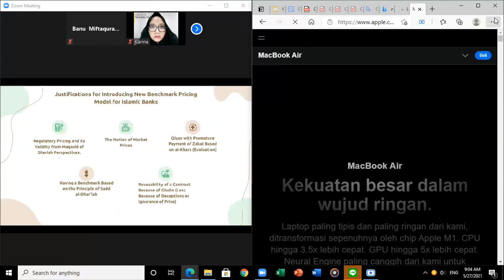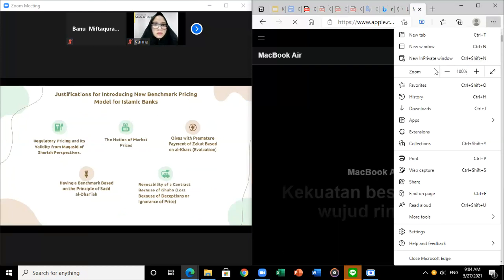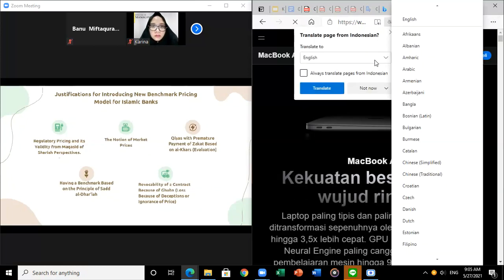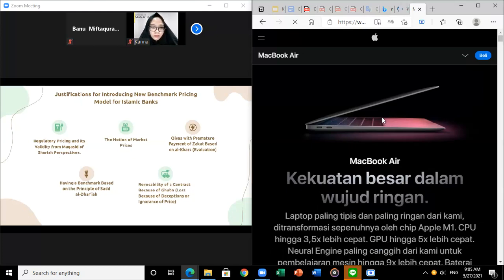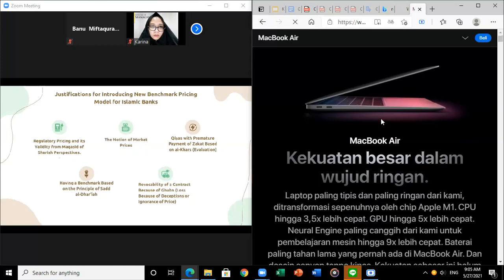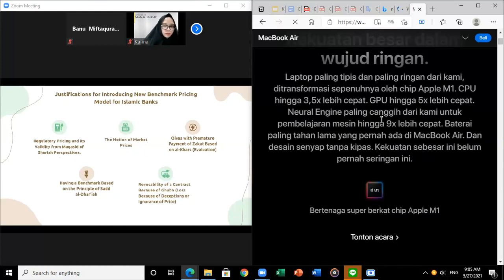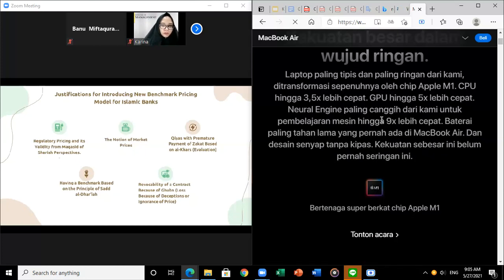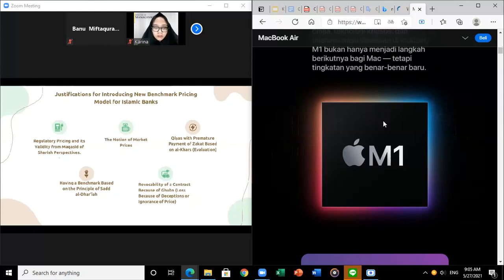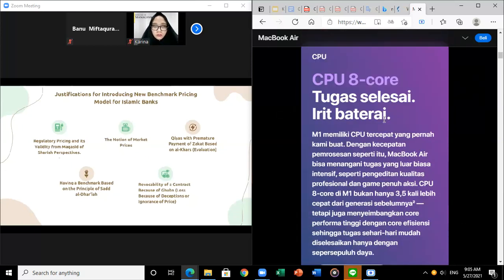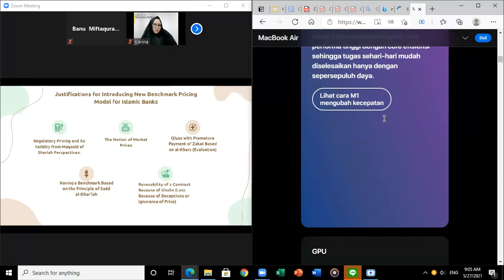There are some justifications for introducing the new benchmark pricing model for Islamic banks. The first is regulatory pricing and its validity from the maqasid of Sharia perspective. The notion of market price, qiyas with parameters, payment of zakat based on akars or evaluation, having a benchmark based on the principle of Sadd al-Dhari'ah, and revocability of a contract because of ghabn or loss because of deception or ignorance of price.